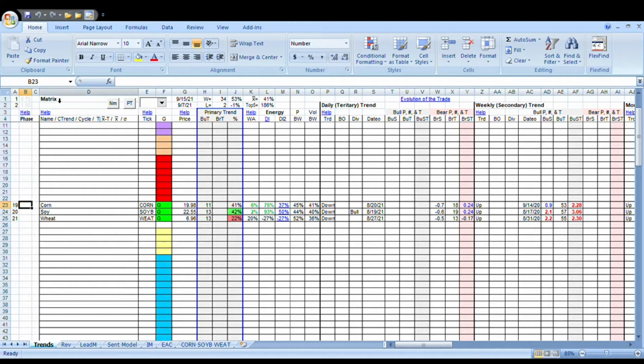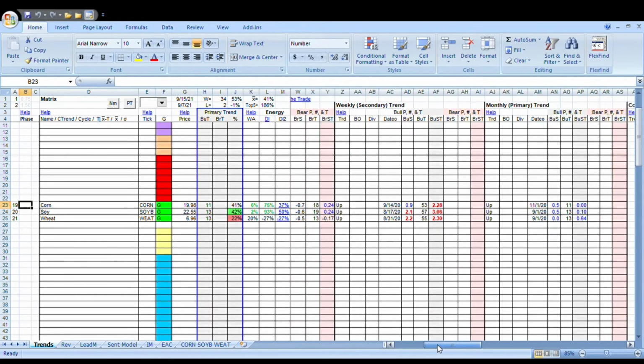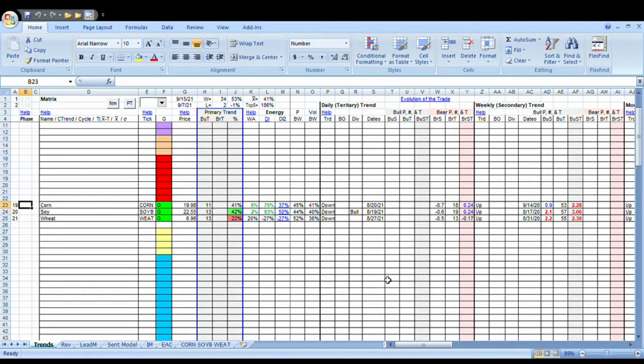Right now, when we take a look at the name column between corn, wheat, and soybeans, we don't see any commentary. There is no nomenclature other than just their names, and that's because the composite trend is out of alignment. The daily is down, the weekly is up, and the primary trend is up. So we have up primary, up secondary, and down tertiary.